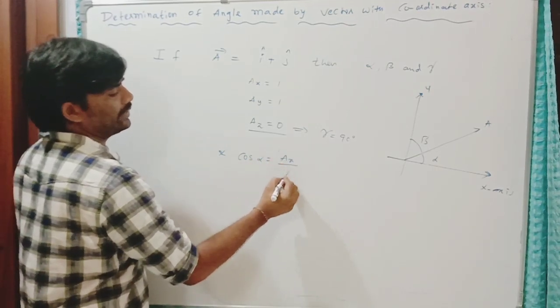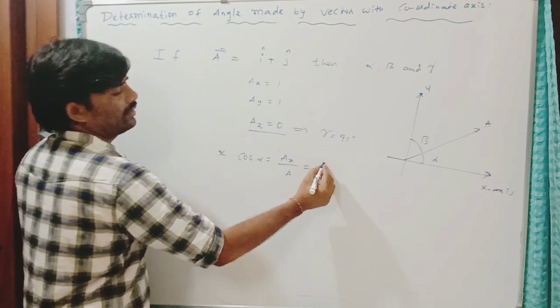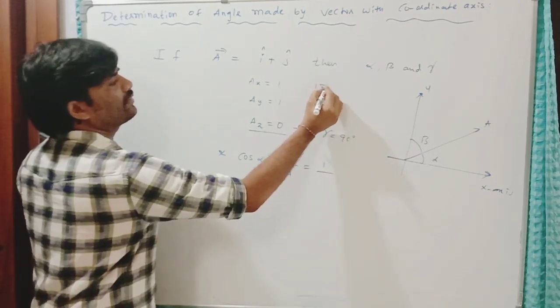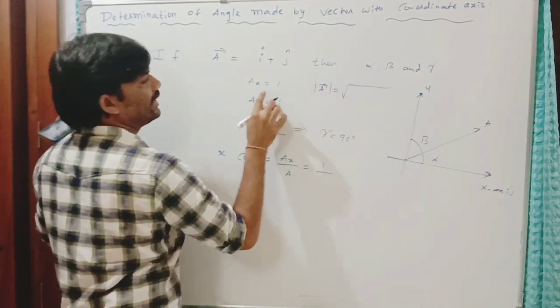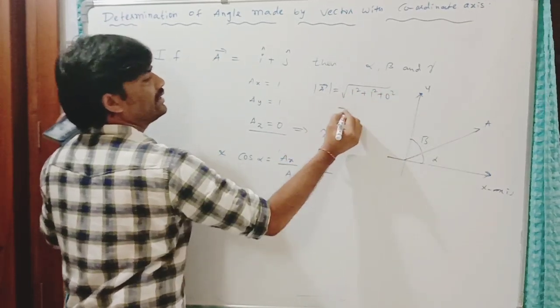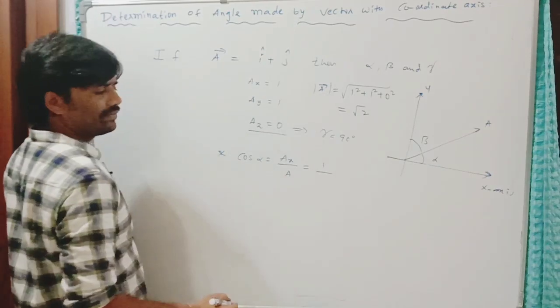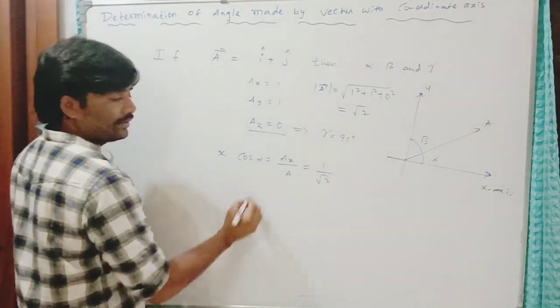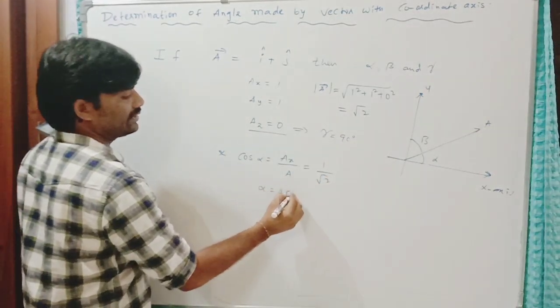cos alpha is ax by a. Ax is 1. What is a? The mod of this vector, under root of ax square plus ay square plus az square. It is equal to root 2. That is mod of a. This is root 2. So alpha is 45 degrees.